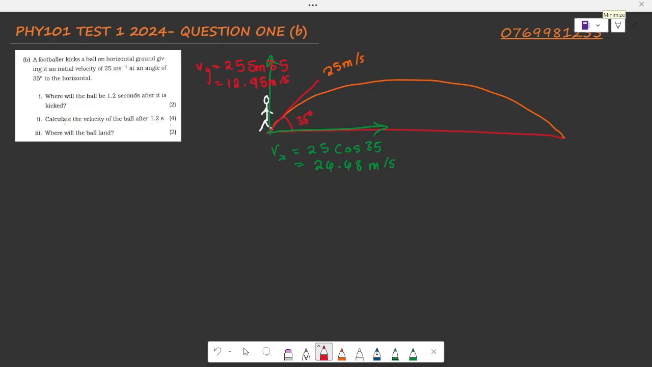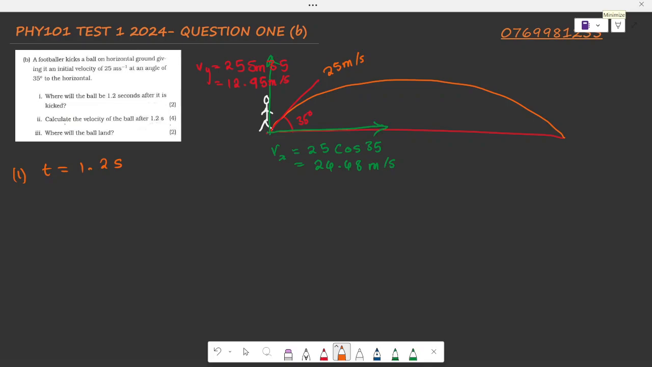Now let's look at the first part of the question. In the first part, we're being asked to find the location where the ball will be after 1.2 seconds. So we're given a time of 1.2 seconds, and we basically have to find two displacements here: the displacement in the x and the displacement in the y.